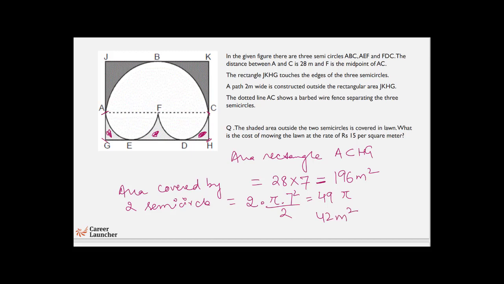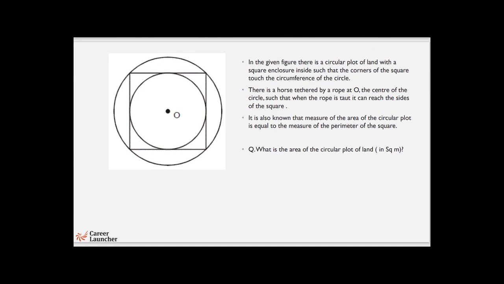That is the shaded area outside the two semicircles, and the rate of mowing is rupees 15 per square meter. So we'll multiply that by the rate and we'll get our answer as 630. So that is the cost of mowing the lawn at the rate of rupees 15 per square meter. Let's have a look at one more question.